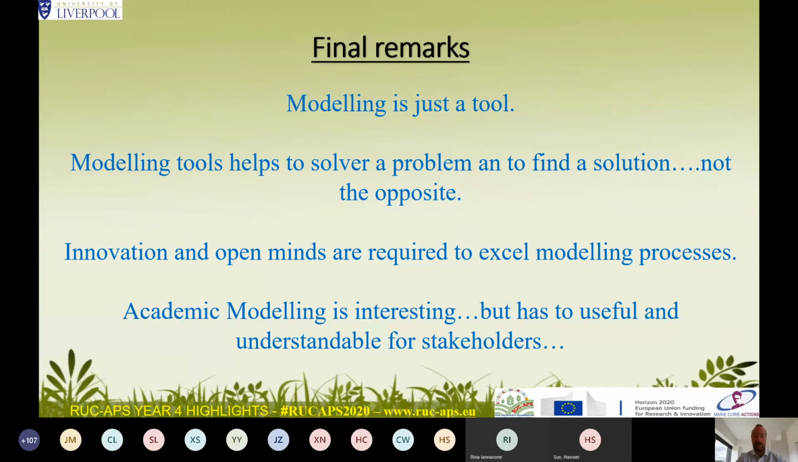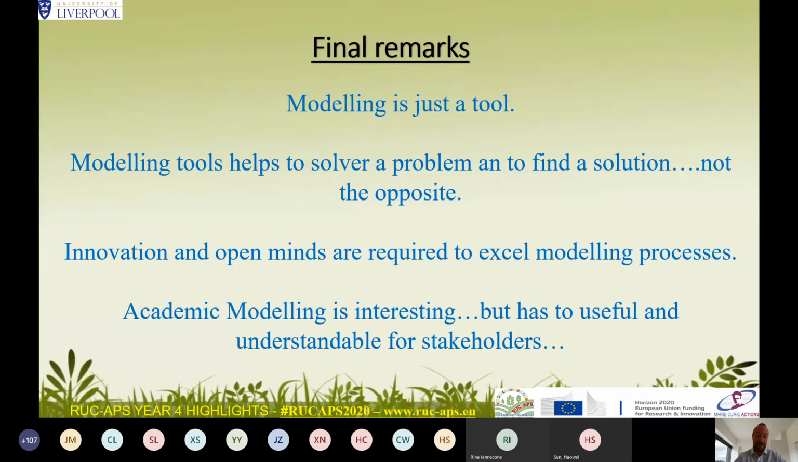Innovation and open minds are required to excel in modeling processes, which means that one of the main requisites to do modeling and simulation is that we need to be able to innovate, but also be open-minded. We need to be able to see the problem from different angles and see that, once we understand the problem, there still may be a different way to solve the same problem, and maybe more efficiently.